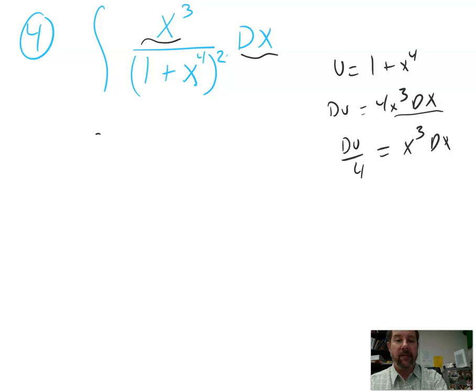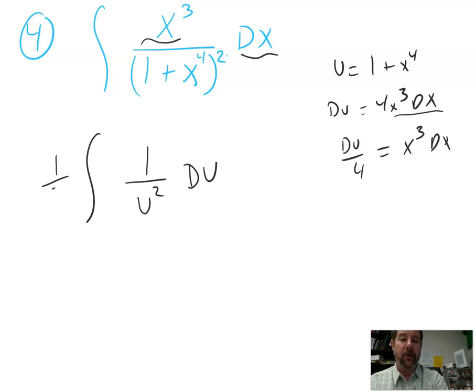And then so now I have the integral of 1 over u squared du. But that 1/4, what I tend to do is I just tend to bring it out in front in the very beginning. Okay, you could put du over 4, but I'm just going to pull that out to the very front. And then so now, I even could have written this as 1/4 integral u to the -2nd du.